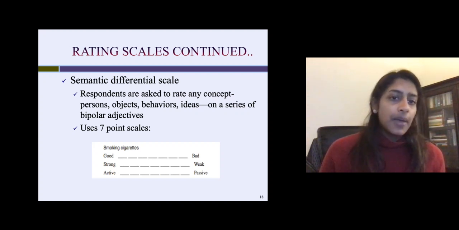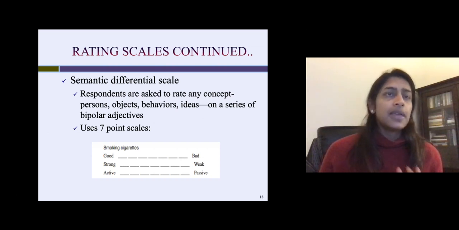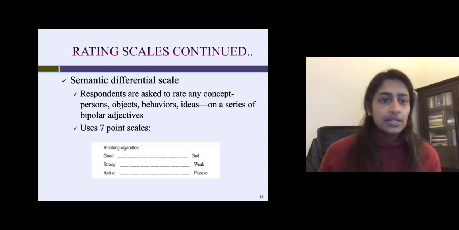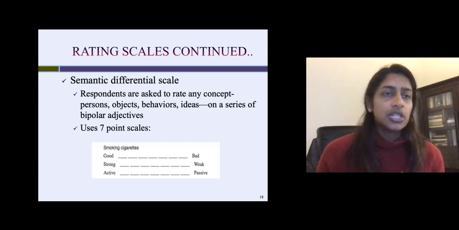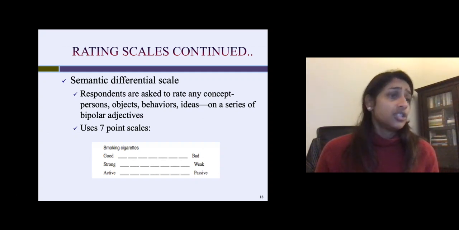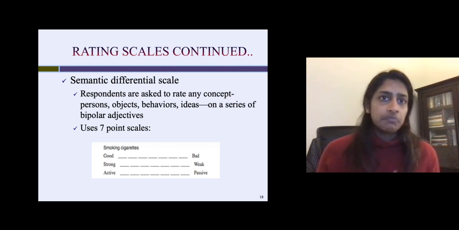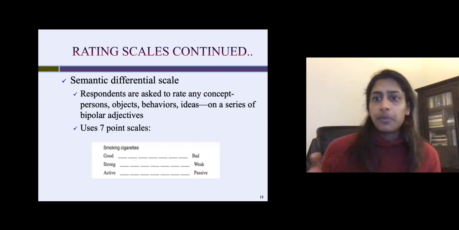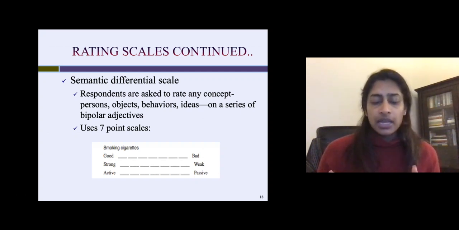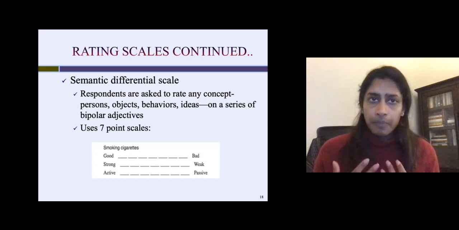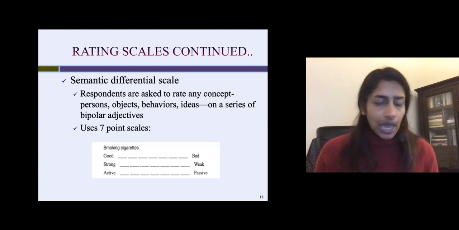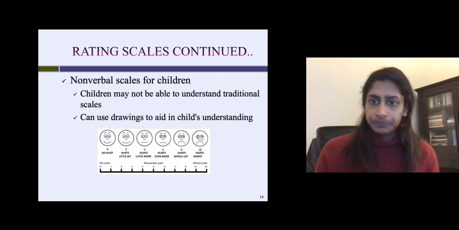You also need to think about the semantic differences in a scale. Your respondent is asked to rate a concept, a person, an object, a behavior, an idea on this sort of bipolar adjective scale. Does it make a difference, the adjectives or the anchors that you're using? So here we want to look at smoking cigarettes: good or bad, strong or weak, active or passive. Each of these things might make my participant look at and interpret the scale in a slightly different way. So again, use what's best for your population.